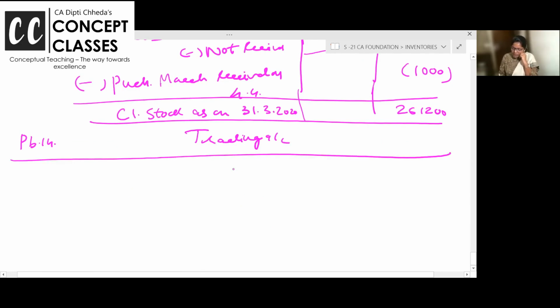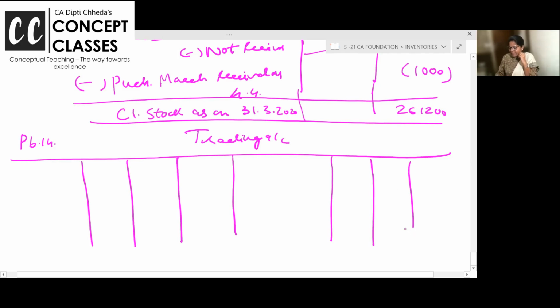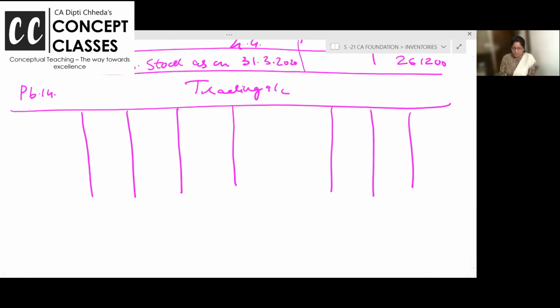Trading account, triple column, triple amount column. After this, if you want, I'll show you add less also. जैसे करना है एग्जाम. Calculator में मत करके आना, because your calculator you are not going to submit at the exam center. Trading account.